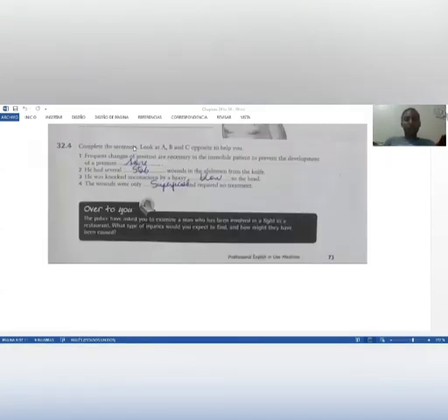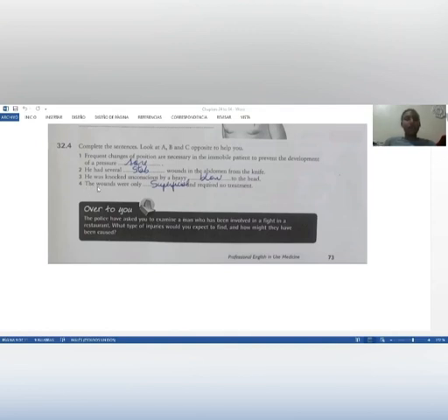Complete the sentences. Look at A, B, and C opposite to help you. Number 1, frequent changes of position are necessary in the immobile patient to prevent the development of a pressure sore. Number 2, he had several stab wounds in the abdomen from the knife. Number 3, he was knocked unconscious by a heavy blow to the head.